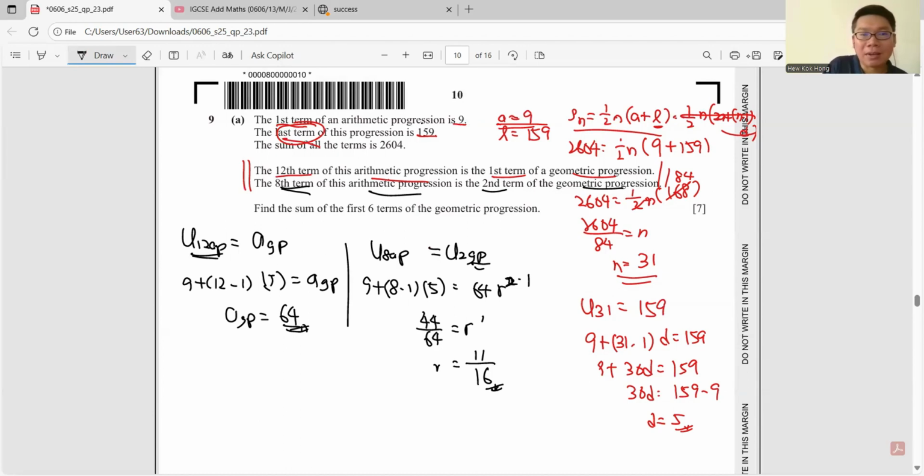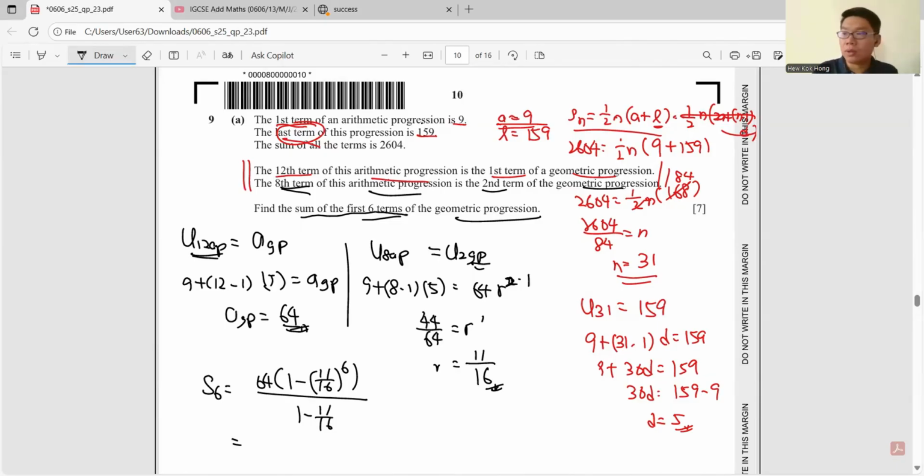Then last it says find the first 6 terms for GP. So I already have A and R for my GP, so it's easy to find my S6. A 1 minus R. Remember the R you need to bracket and the whole thing power 6. Then key in calculator. You get answer is 183.17. Or at least 3 significant figures. So as long as you write 183, 183.2 or 183.17, you get the full mark.